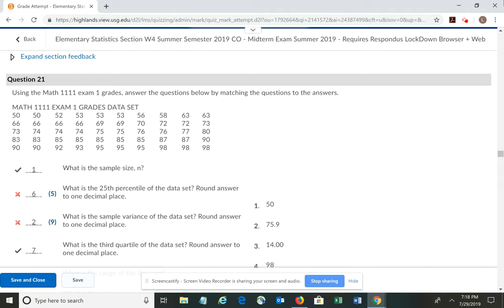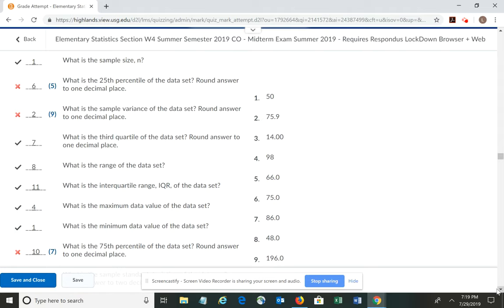Okay, there should be 50 scores. Okay, so my sample size is 50. Okay, then I'm going to run the stats. Again, I'm using my calculator. All right, so the 25th percentile, which is the same as quartile 1, would be 66. So if I look down my list, he put 75. Okay, so that one is wrong. What is the sample variance? Okay, my sample variance would be 196, which is answer 9, so he missed that one.